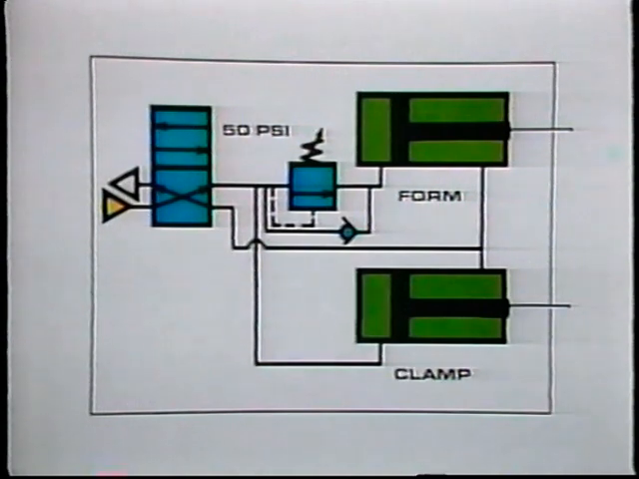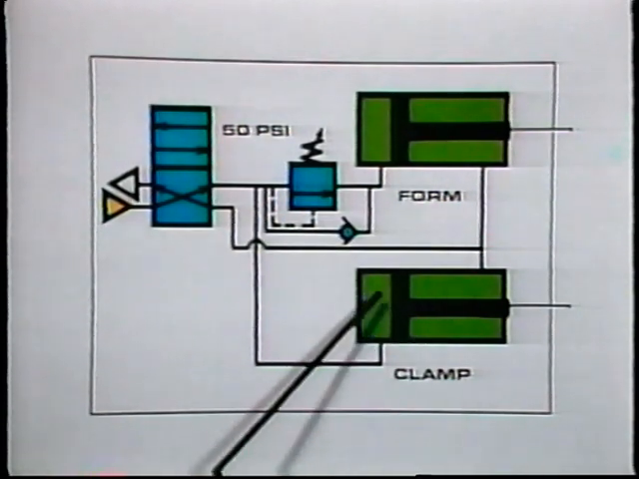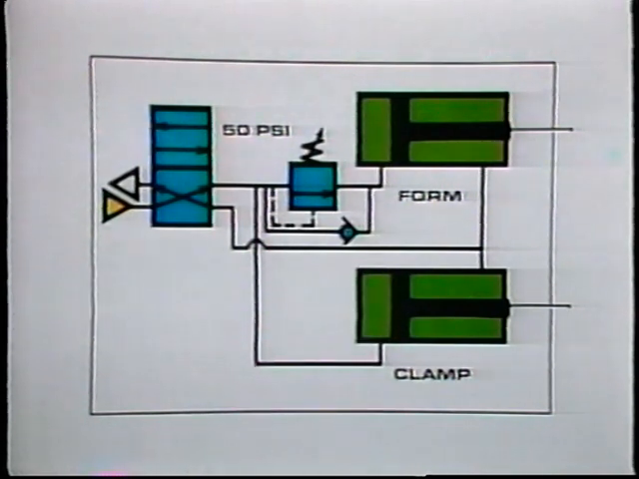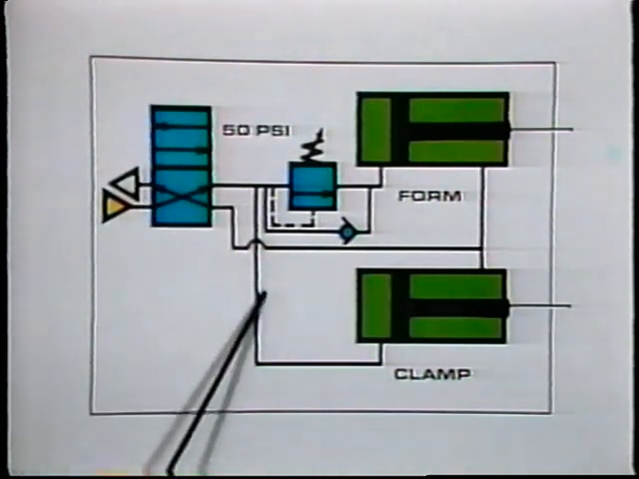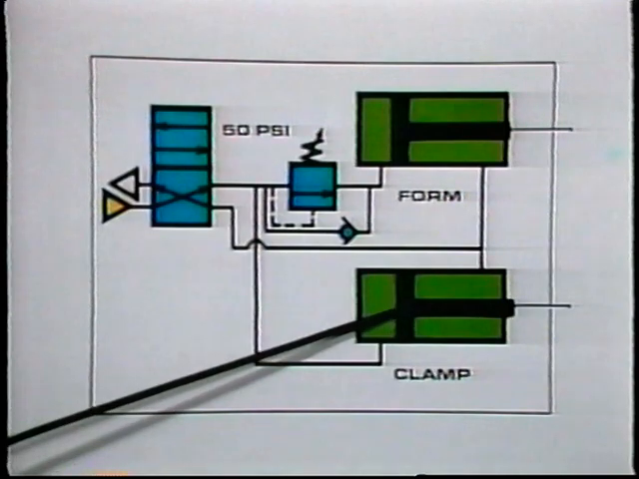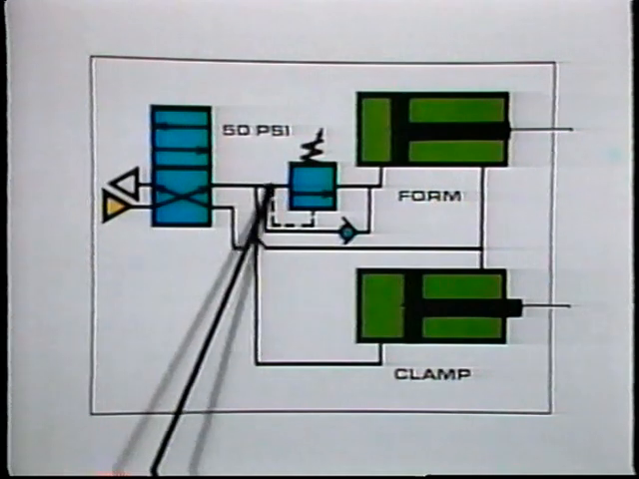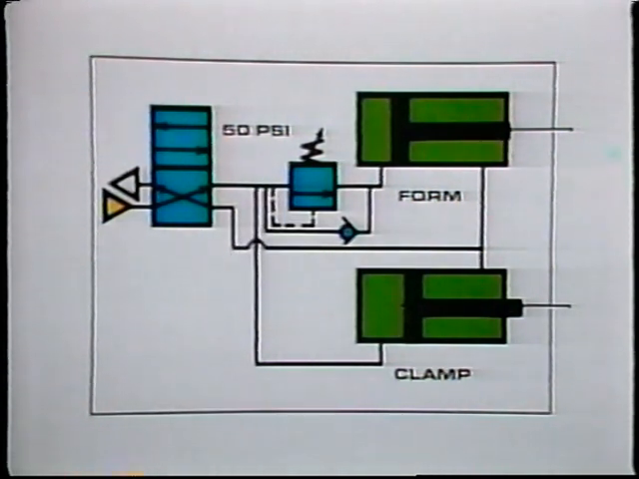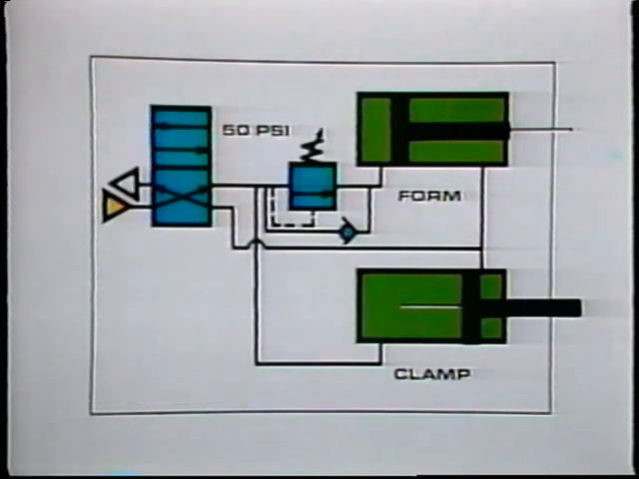This is a simplified schematic of a basic circuit that might be used in a clamping and forming application. In this case, we have set the sequence valve here to 50 psi. We have sized the clamping cylinder so that it will operate at a pressure of less than 50 psi. In this position, the directional control valve passes air to the clamping cylinder here, and it begins to move. But no air can pass to the forming cylinder until the air pressure has reached 50 psi, which won't happen until the clamping cylinder has completed its stroke and clamped the work in place.